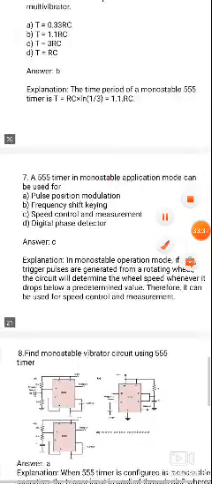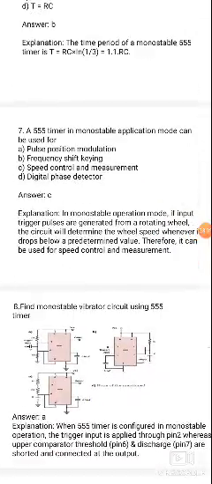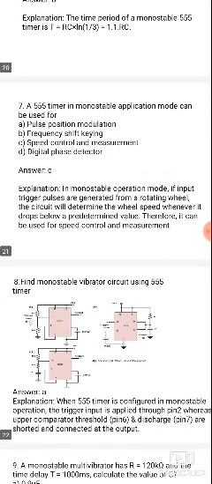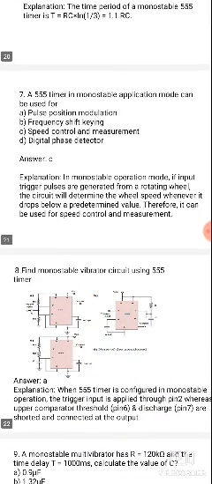Next question. A 555 timer in monostable application mode can be used as what? The options are: pulse position modulation or frequency shift keying, C is speed control and measurement, and D is digital phase detector.